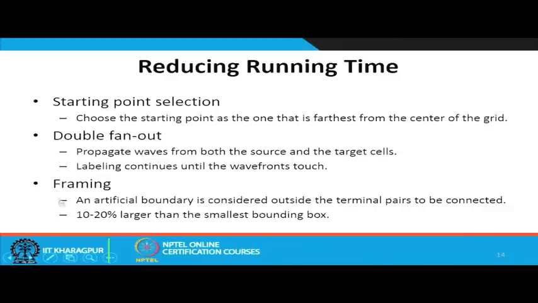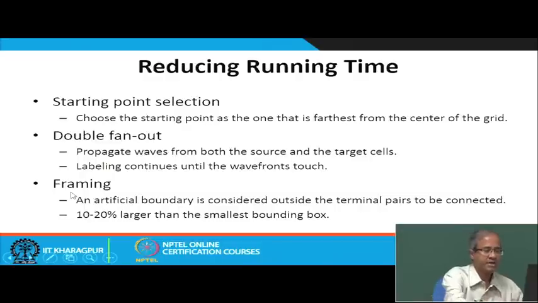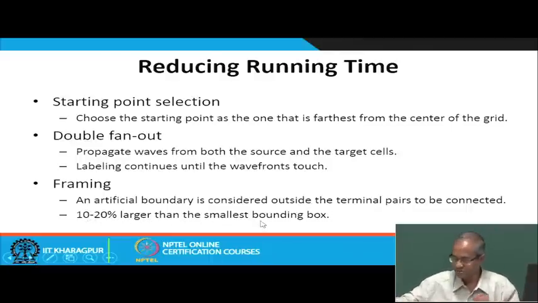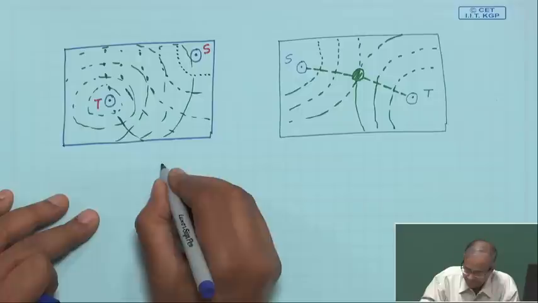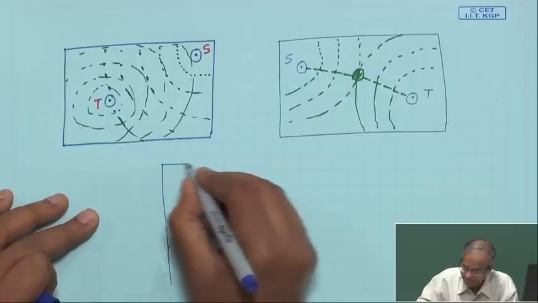Now, the third strategy is something called framing. Here what you do, you imagine an artificial boundary or an artificial rectangle just outside the terminal pairs, which is typically 10 to 20% larger than the smallest bounding box. Let me again illustrate this.